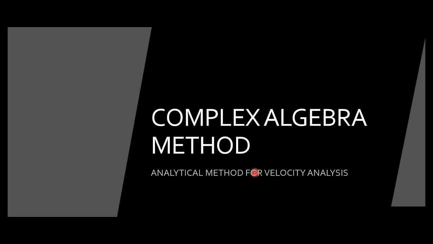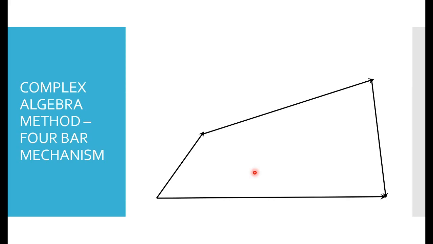Here it will take more time. We have to use a lot of equations, but the answers will be more accurate. So the first one is the complex algebra method. The next method you have to study is the chase solution, which will be covered in another lecture. Here we will see the complex algebra method for the 4-bar mechanism. All these methods we will see for both the 4-bar mechanism and the slider crank mechanism.